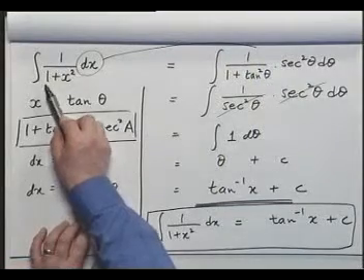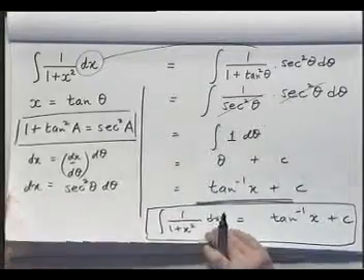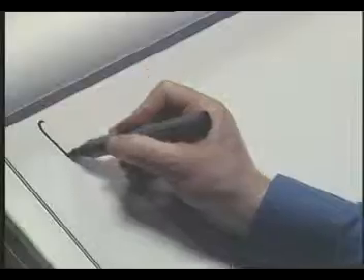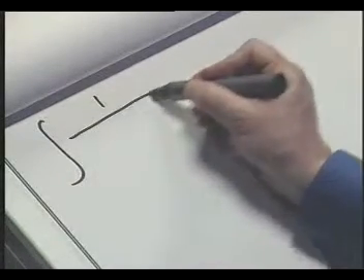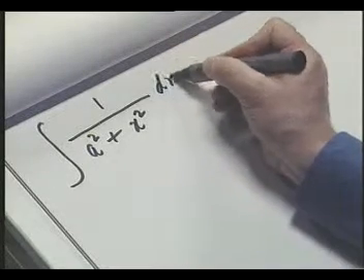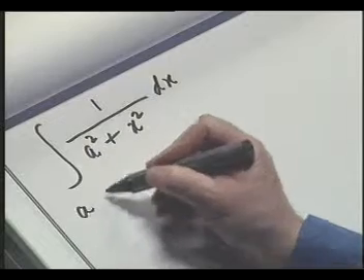I want to generalise this a little bit to look at the case when we deal with not just a 1 here, but a more general case of an arbitrary constant in there. So let's look at what happens if we have a situation like this. Suppose we want to integrate 1 over a squared plus x squared with respect to x, where a is a constant.